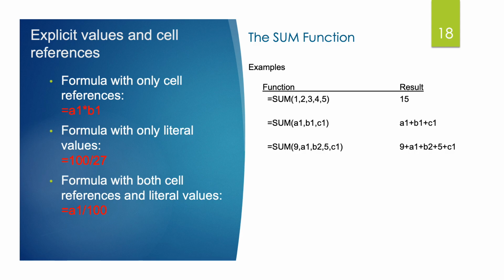We can also have a formula with only literal values. For example, here we have 100 divided by 27, so we can write it straight away. Or we can have a formula with both cell references and literal values. For example, over here we have whatever value at cell A1 divided by 100.